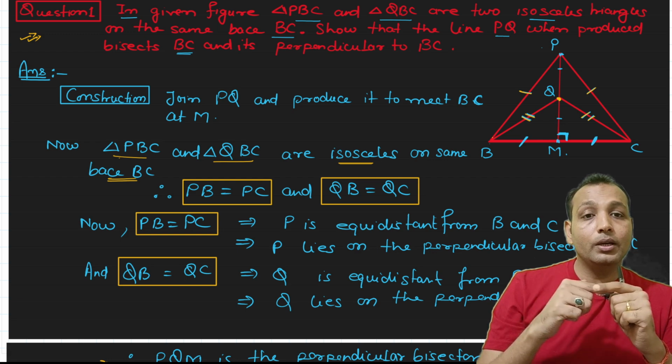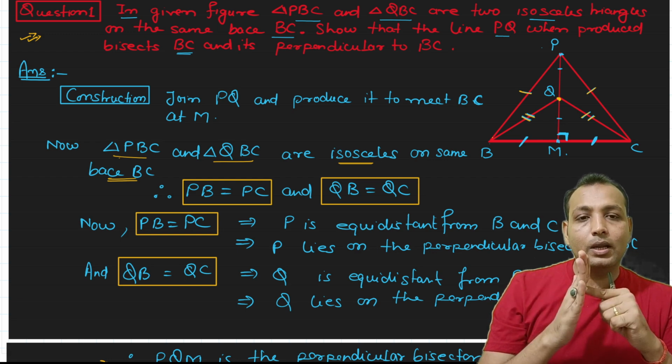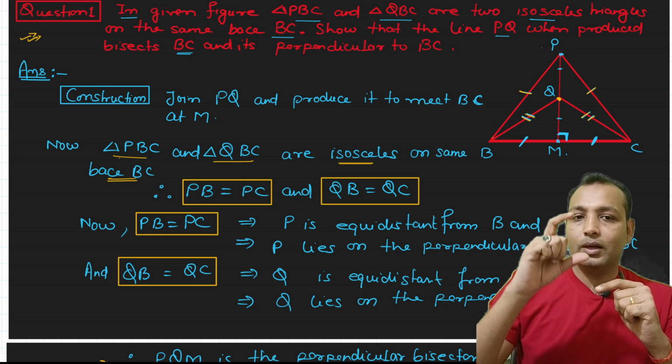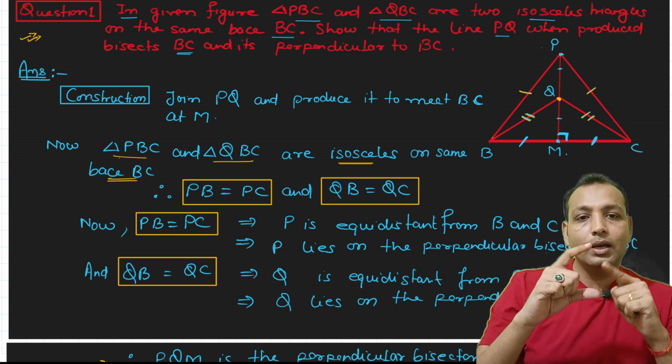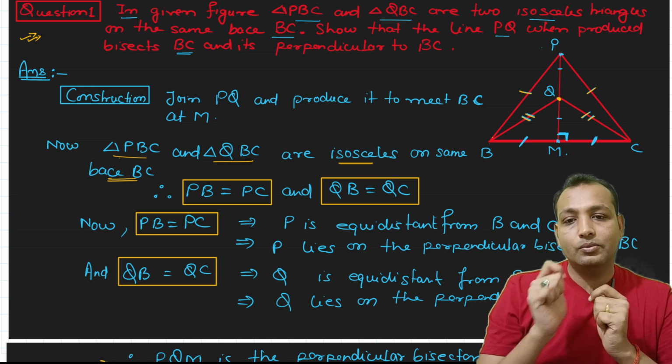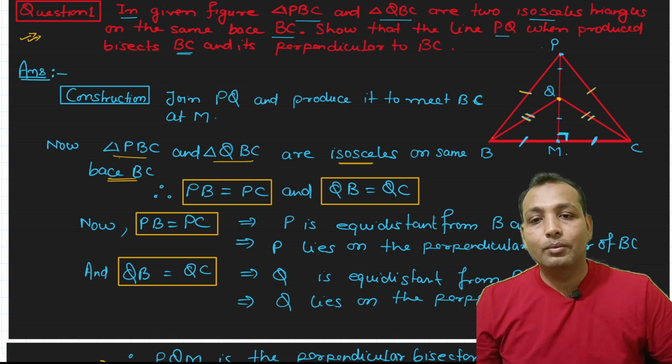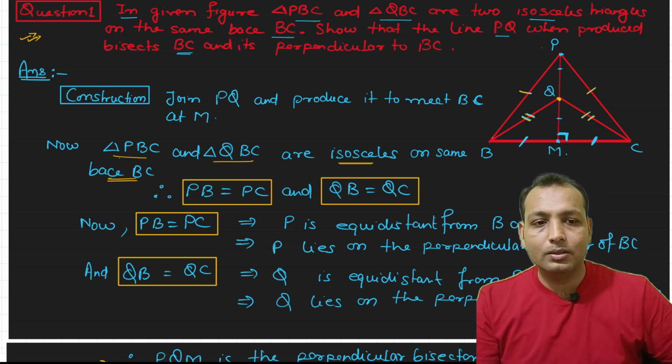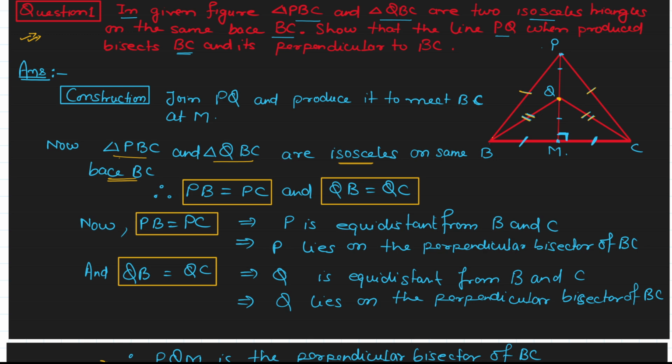So PQ will be joined and produced to the line BC. When we join it, we will find a point, that is M. So from P to M there is a line PM that will be the perpendicular bisector of BC. That's what we need to prove here. So now we can go for the detailed explanation. First thing, we have to do the construction here.